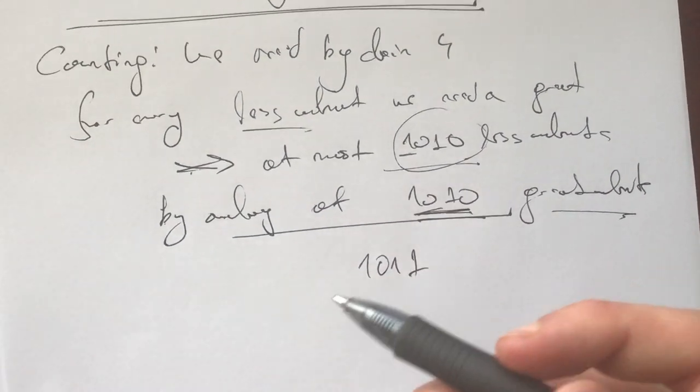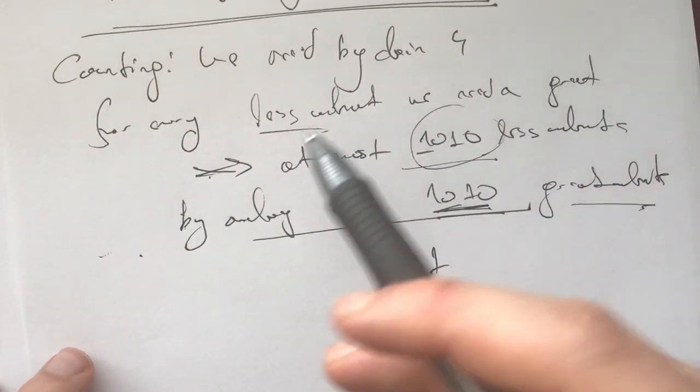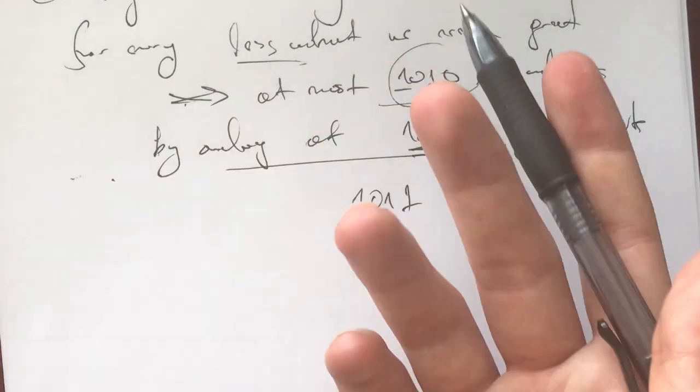So our initial claim that every single walnut will be either a less walnut or a great walnut led us to a contradiction. And this solves our problem.